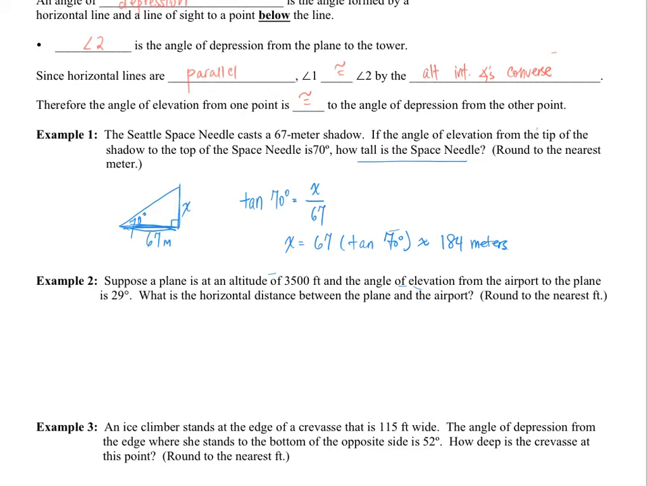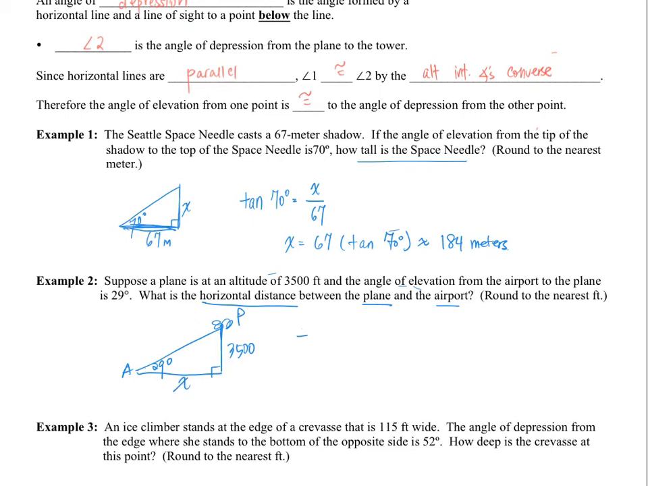Example 2. Suppose a plane is at an altitude of 3,500 feet. So the plane is flying this high, and the angle of elevation from the airport to the plane is 29 degrees. So the plane is right here, and this is the airport. Angle of elevation is 29 degrees. What is the horizontal distance between the plane and the airport? So we're looking for this one.